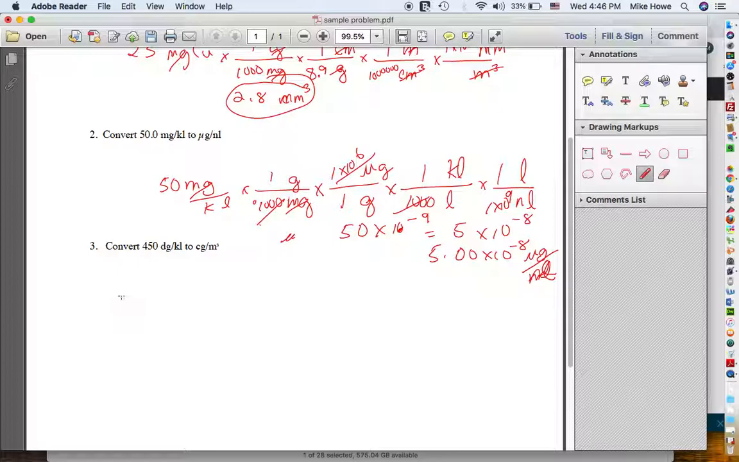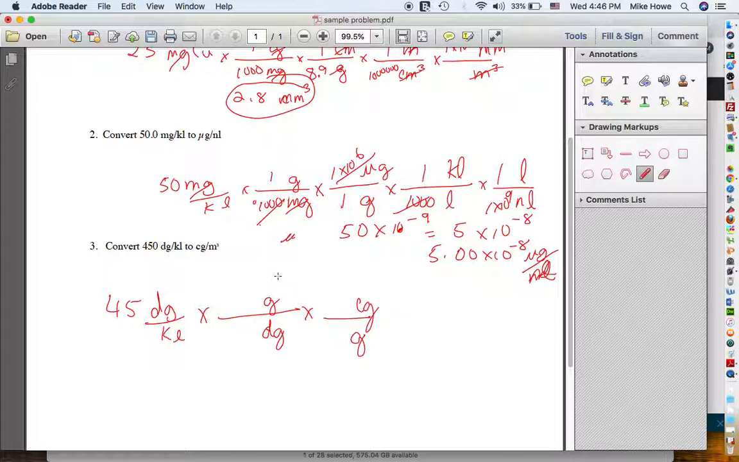All right, last one. You've got 450 decigrams per kiloliter. So you want to change decigrams to centigrams first. What goes on the bottom? On the top? Then on the bottom? On the top.